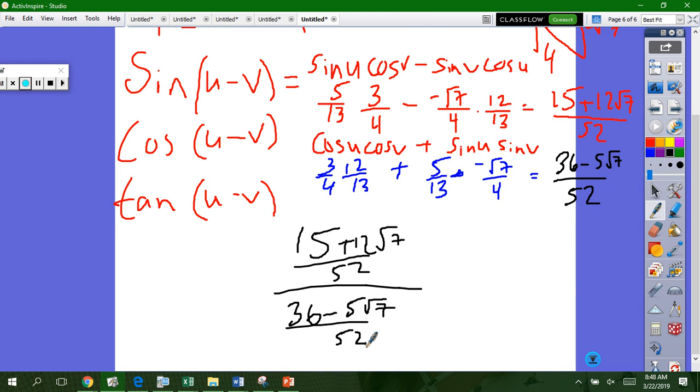How are we doing? Are you mocking my handwriting? It's a little bit different up here, okay? That's a lot of things. So if I times this guy by his reciprocal, do you guys see how the 52s would cancel out? So therefore I'm at 15 plus 12 root 7 over 36 minus 5 root 7.